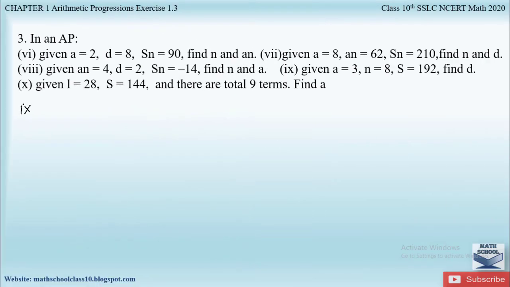So let us solve the 9th part of the question, where the a value is given, that is a is equal to 3, n is equal to 8, S is given, that is 192, and we have to find the d value.